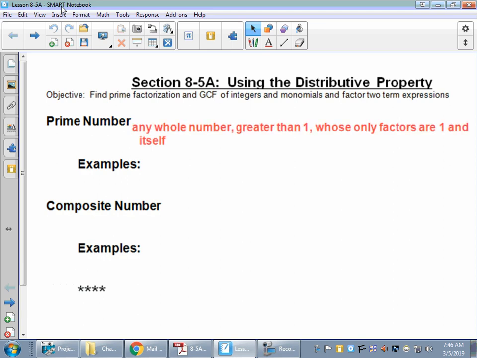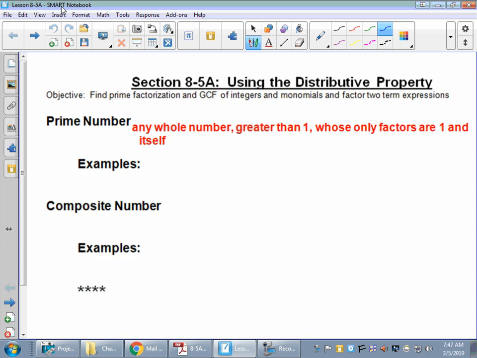A prime number is any whole number that's greater than 1 whose only factors are 1 and itself. We've heard of prime numbers before, but that's it. All you have is 1 and another number. That's the only things that factor. Factors are numbers that multiply to make that number.